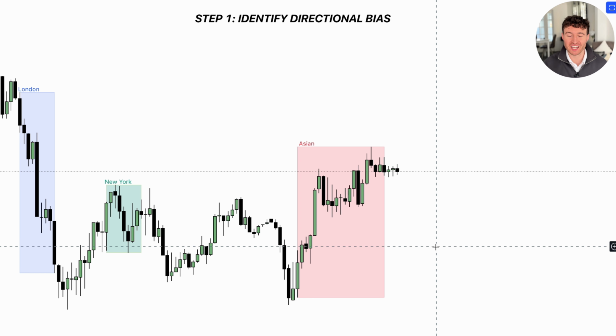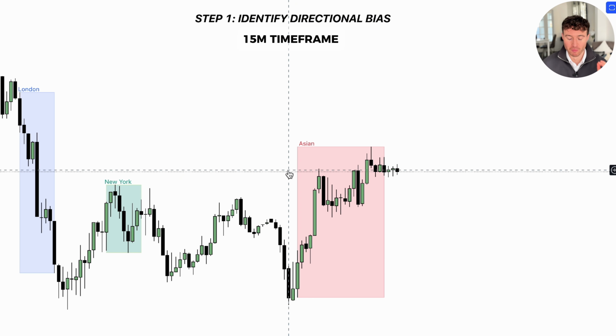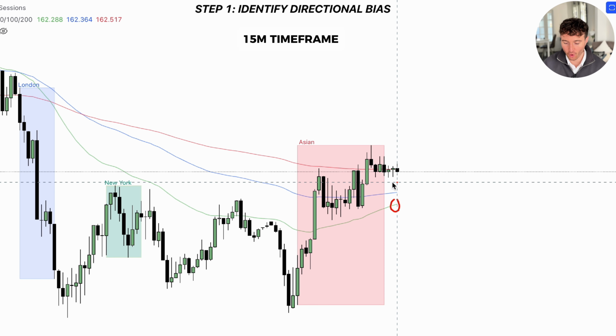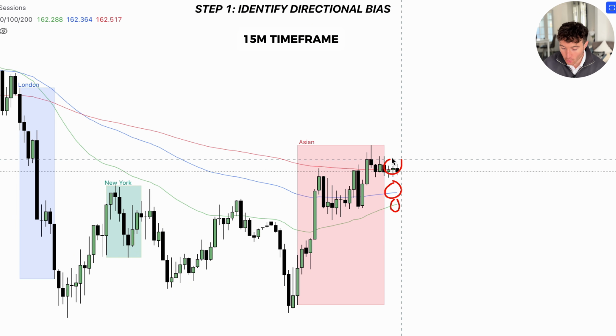Step number 1 is identifying directional buyers. Remember, everything in this strategy is fully defined and it's fully mechanical. So let's turn the lights on. Right here, you can see we have the 50, the 100 and the 200 exponential moving average. The 50 is less than the 100, which is less than the 200.